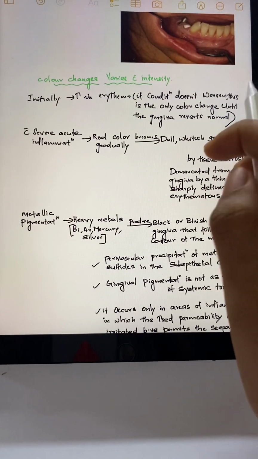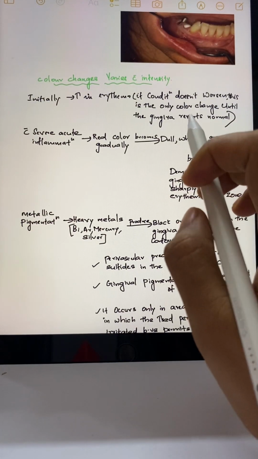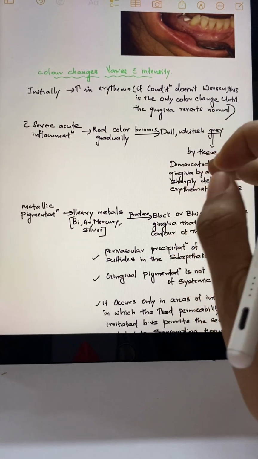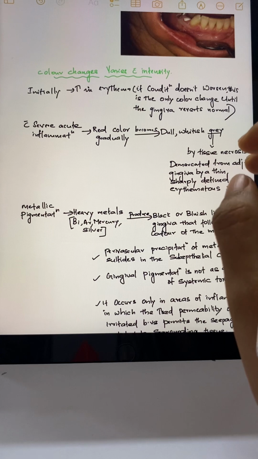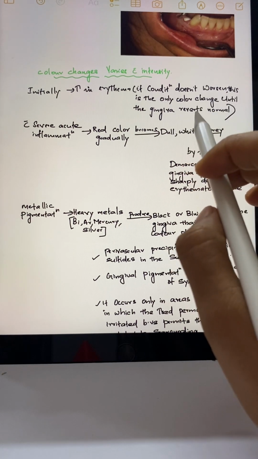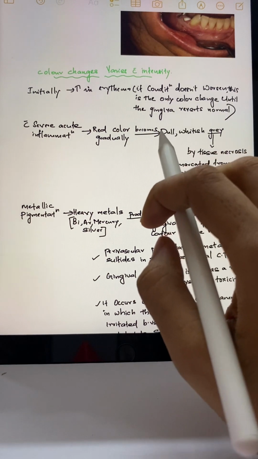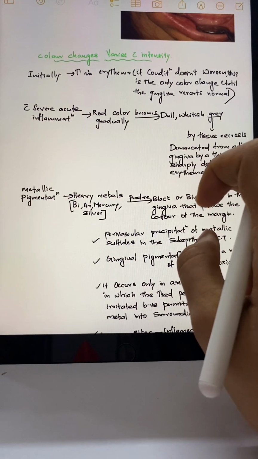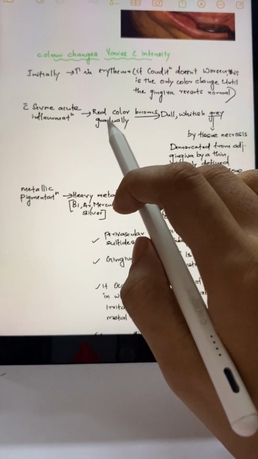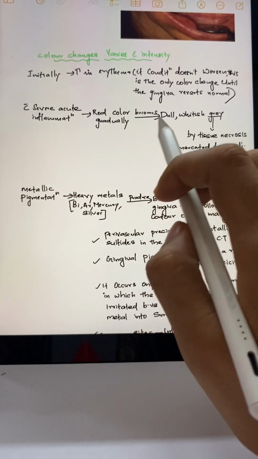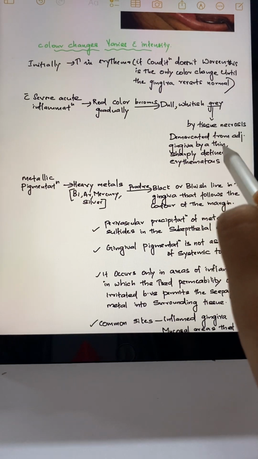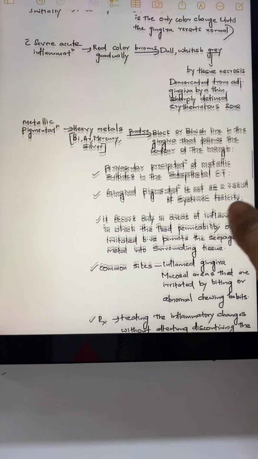Then according to the intensity, this color change can vary. Initially we can see increase in erythema, but if it doesn't worsen, then this is the only color change until the gingiva reverts to normal. But with severe acute inflammation, this red color gradually becomes dull and whitish gray. This gray color is due to the tissue necrosis.